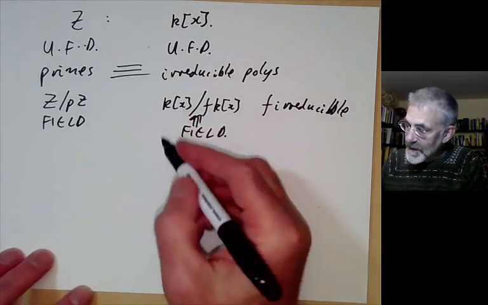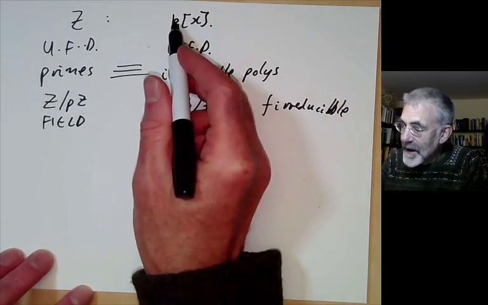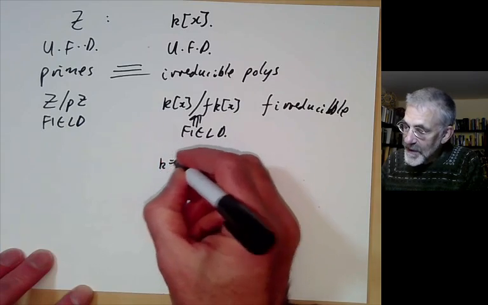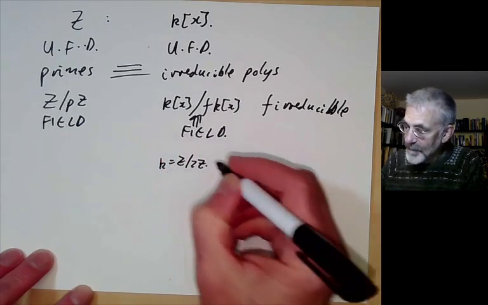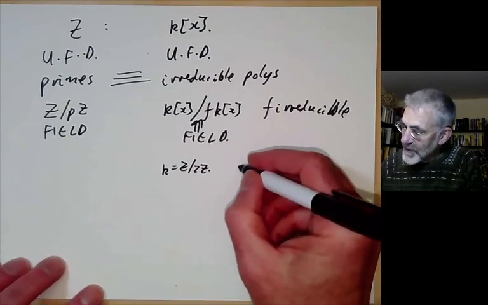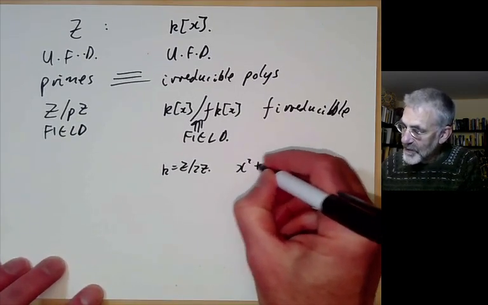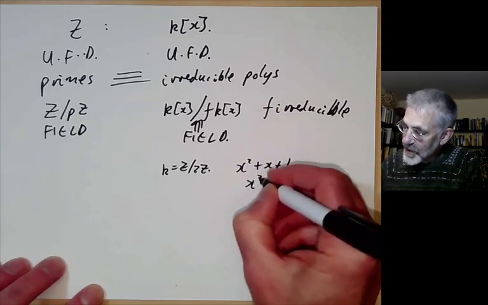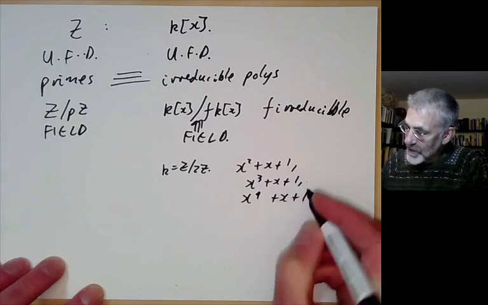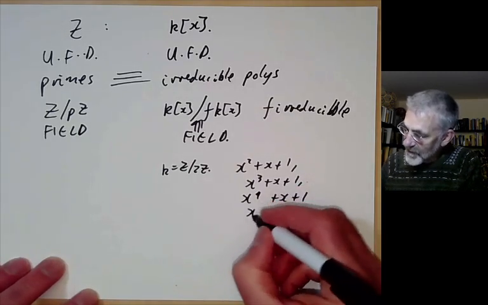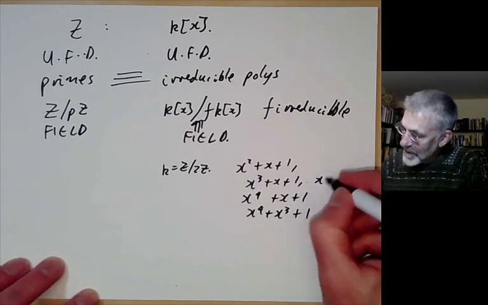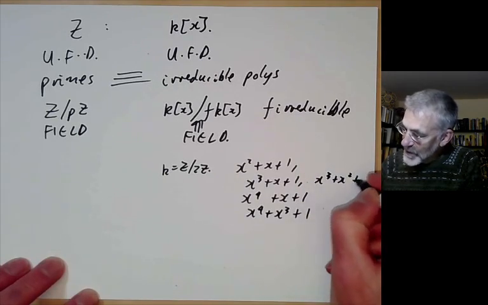Let's have some examples of this. We can in fact take K to be one of these fields here. So suppose we take K to be Z over 2Z. Then we found some irreducible polynomials last lecture. So we had some irreducible polynomials like x squared plus x plus 1, x cubed plus x plus 1, and there's even x to the 4 plus x plus 1, or x to the 4 plus x cubed plus 1. And x cubed plus x squared plus 1 are several examples.